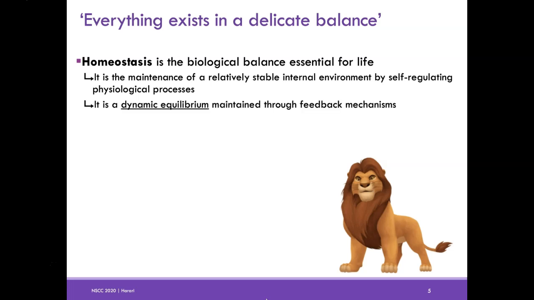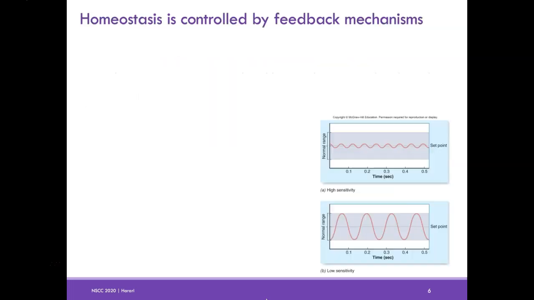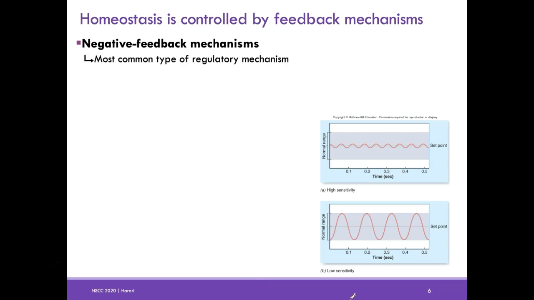It is a dynamic equilibrium, meaning it's always shifting, but it's maintained through feedback mechanisms. And we'll discuss feedback mechanisms on the next slides. Disruption of homeostasis is what will lead to disorder and disease. So homeostasis is controlled by feedback mechanisms, and we have negative feedback and positive feedback.